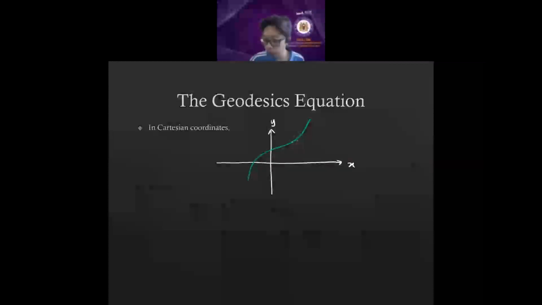So in the Cartesian coordinates, again, we're going to use Cartesian coordinates first. Suppose that we have a path something like this, and at each point we have the velocity of the path, right? This is at t2, maybe this is the velocity at t1, for example.